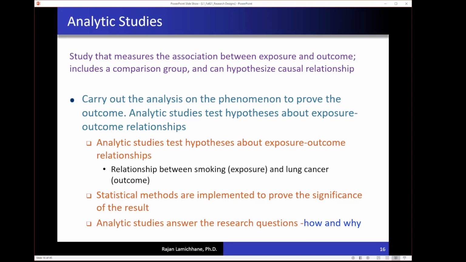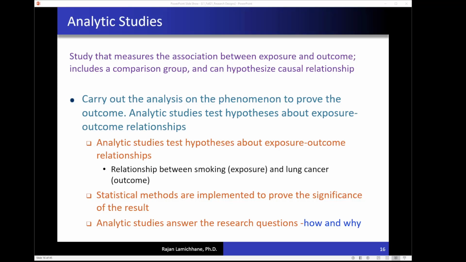Now let's move on to the analytical study. Analytic studies are the main focus of all medical research, and we usually do analytic studies more than descriptive studies. It measures the association between exposure and outcome, it also performs comparison and derives the hypothesis, and then we justify the hypothesis to derive some causal association. Analytical studies are carried out in order to test the hypothesis about the exposure and outcome relationship.